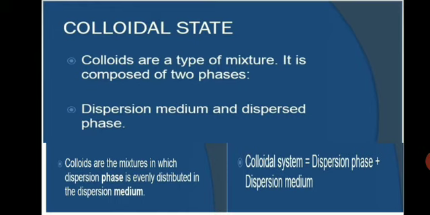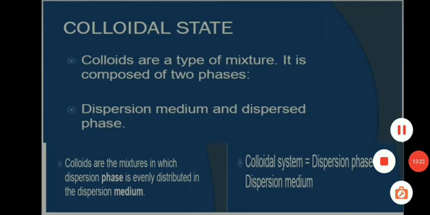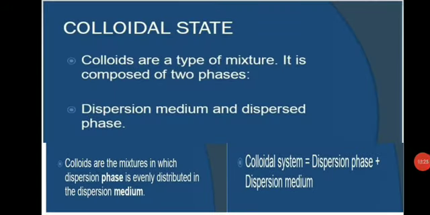What is the dispersed phase? The component present in smaller quantity, we call the dispersed phase, and the component in larger quantity, we call the dispersion medium. So how do we get a colloidal solution? By adding the dispersed phase to a dispersion medium. The mixture of dispersed phase and dispersion medium, we call a colloidal solution.